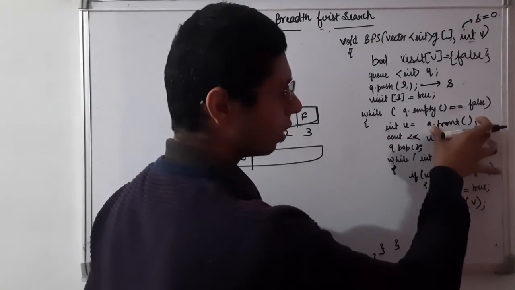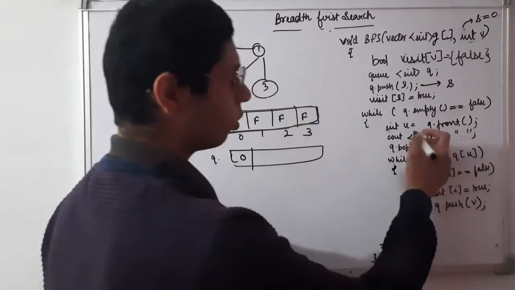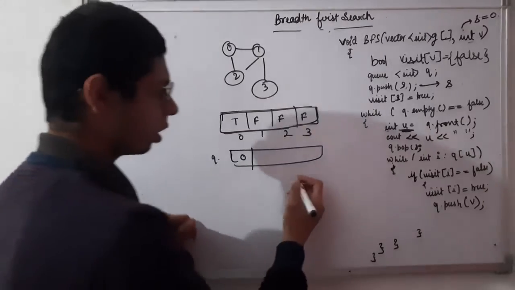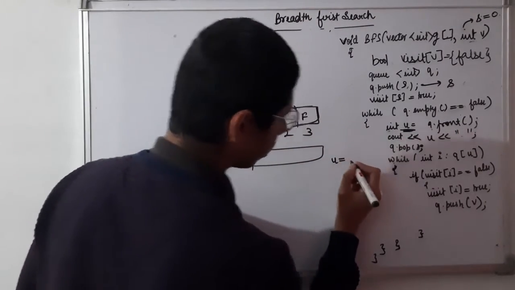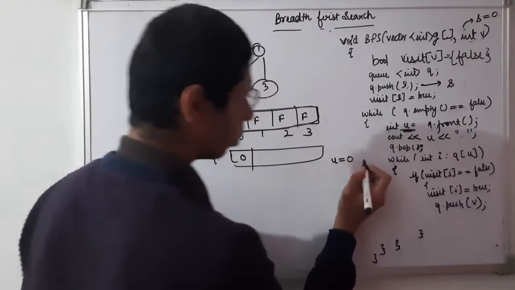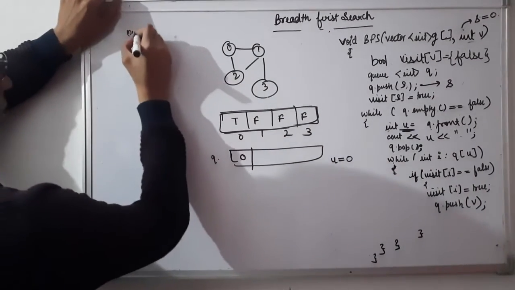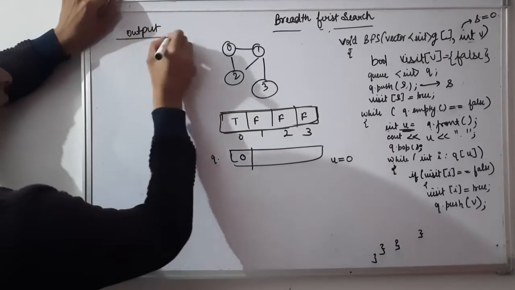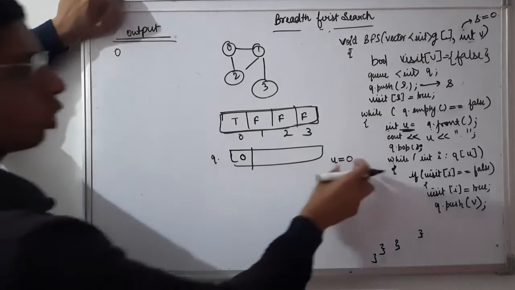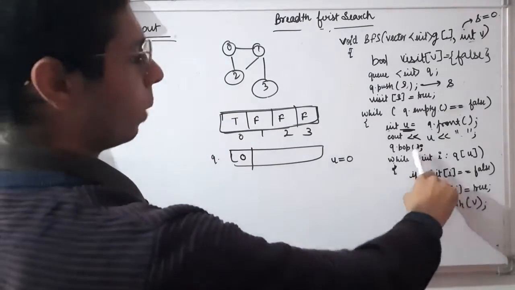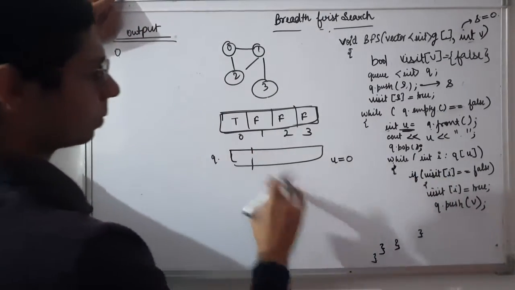This is q.front. We are taking it into a variable u, so the value of u equals 0. Then we are printing u, which is 0. After that we are popping it, so now our queue becomes empty.